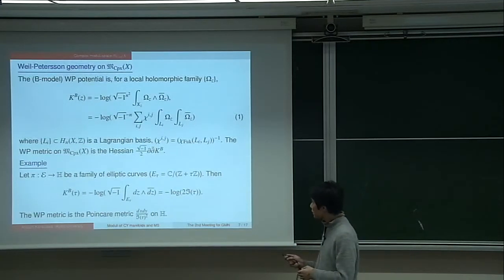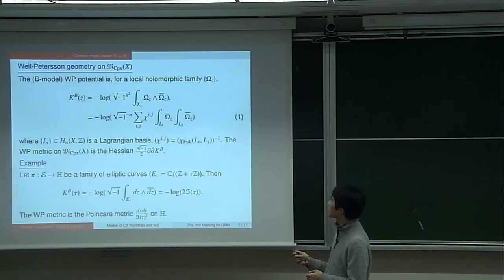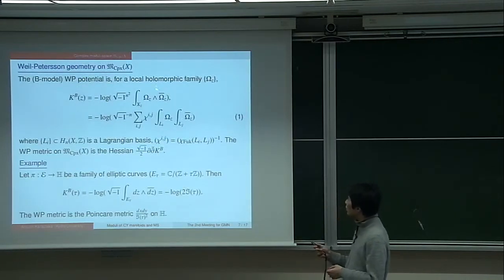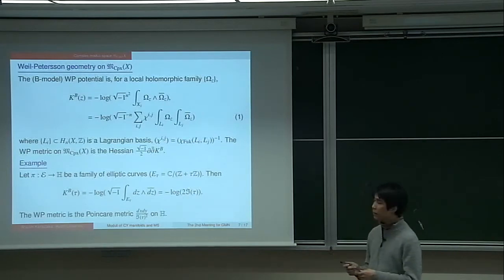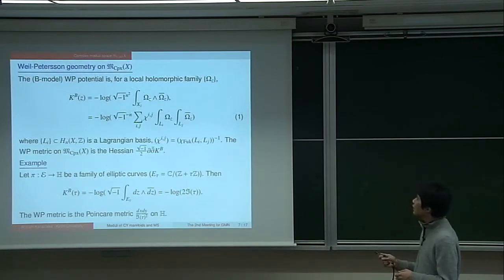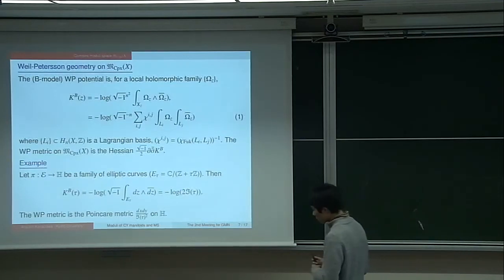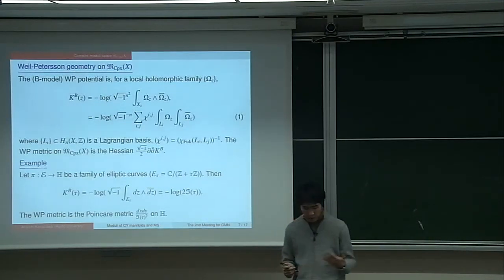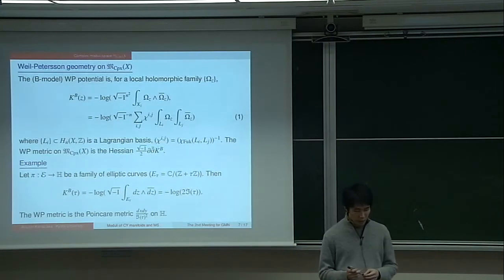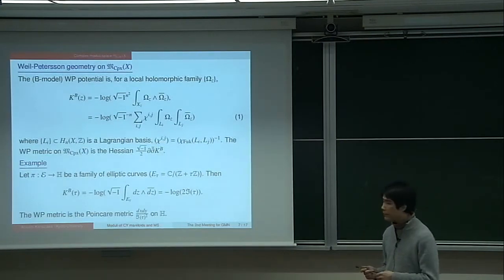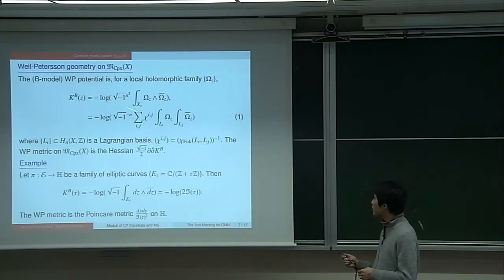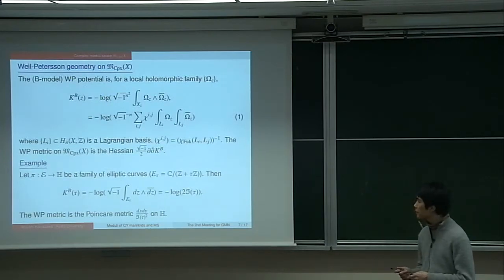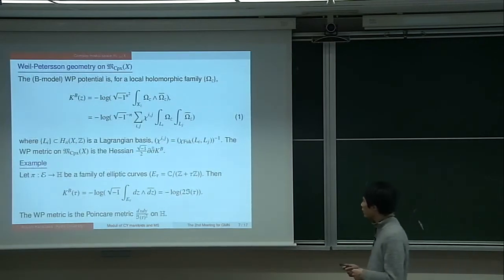So the Weil-Petersson potential is a potential that gives a metric. The potential, for a local holomorphic family of holomorphic volume forms, is given by this expression. I think the existence of the Weil-Petersson metric is classically known, but it's Professor Tian, I think, who first wrote down this explicit potential. It's quite useful in practice.